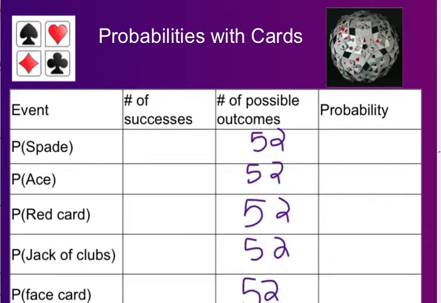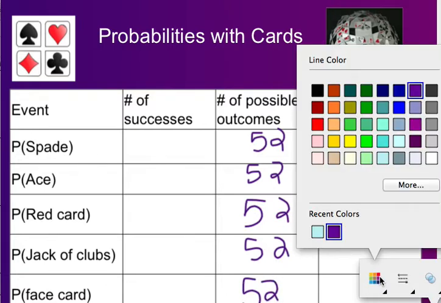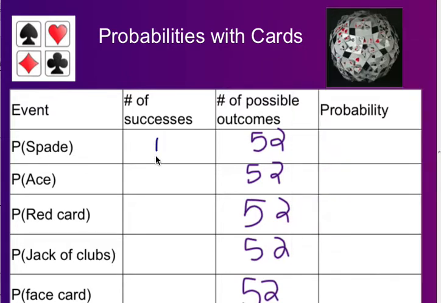So first things first, we want to find the probability of getting a spade. Well, a spade is one of my suits. So since it's one of my suits, that means there's 13 of them. So the probability is going to be 13 out of 52. Well, when you divide that out, you get a fourth, which makes sense. Each suit is a fourth of the deck. So that's going to be 0.25.